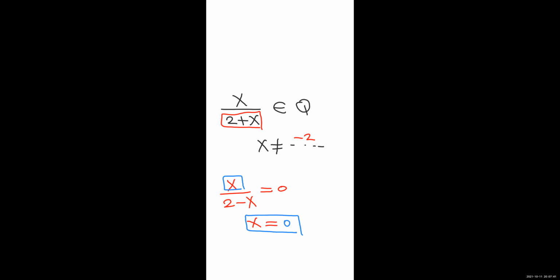Now, is it clear? Yes. It means the denominator is never 0. Yes, we said from the first point that the denominator will never equal 0. Okay? And the numerator is always 0? No, not always 0. The numerator is 0 only if the number equals 0. Okay?